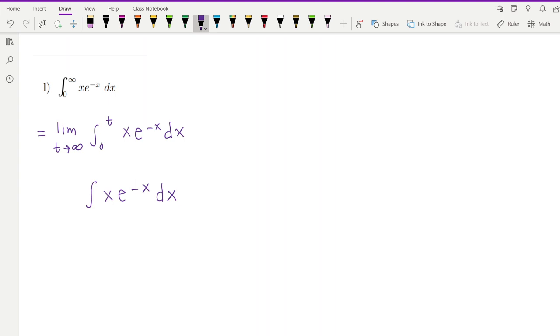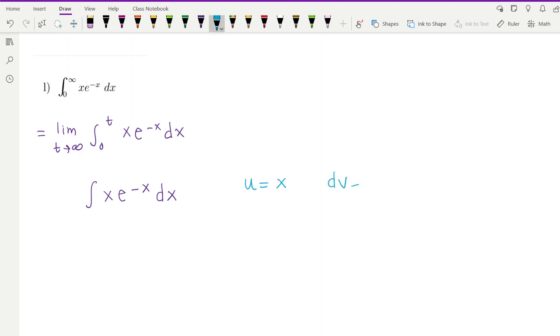So what method would we want to use for an integral like this? Well, it's a product of two different functions that can't really be combined. And usually when that's your situation, you want to use integration by parts. And so in this case, we have one function, x, which becomes a lot simpler when you take its derivative. So that's what we want to set equal to u.